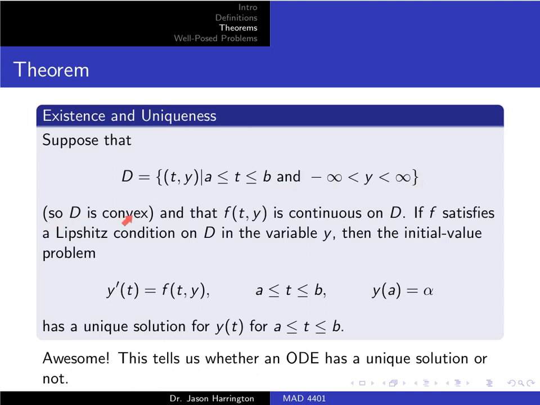So D is convex, and f of t comma y is continuous on D, and if f satisfies the Lipschitz condition on D in the variable y, then the initial value problem of y prime equal to this function with these restrictions, and y of a equal to some alpha, will have a unique solution. So let me give you an example here.